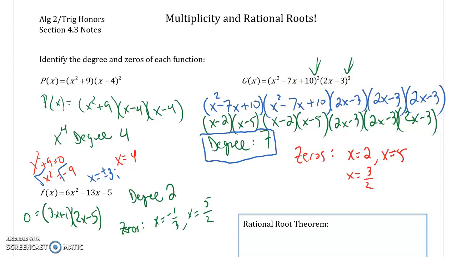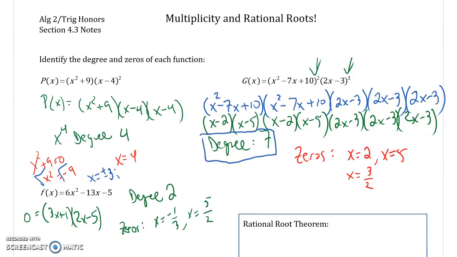When I look at my zeros, x squared minus 7x plus 10 can be factored into x minus 2 and x minus 5. That gives me real zeros of 2 and 5. And then each 2x minus 3 gives me a zero of x equals 3 halves. So what we're starting to notice is even though we have something that's degree 7, or like in p of x we had degree 4, we may not have that many unique zeros.